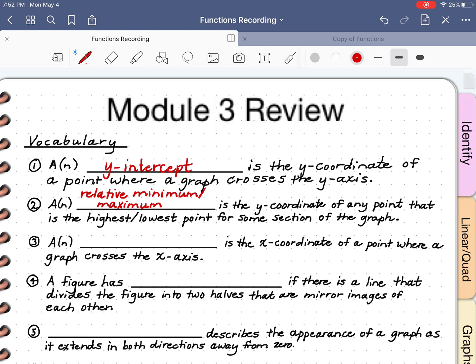A blank is the x-coordinate of a point where a graph crosses the x-axis. That is called the x-intercept.